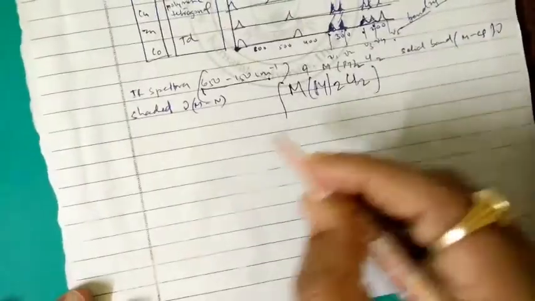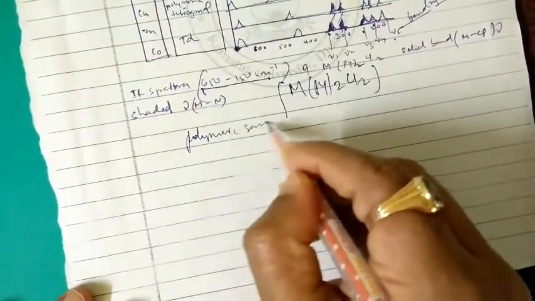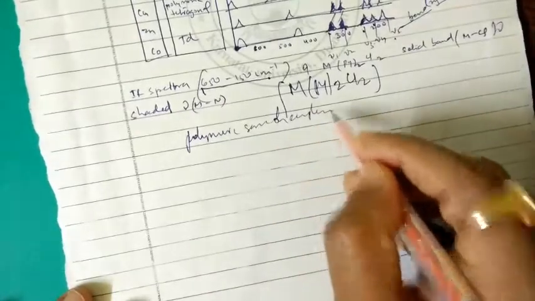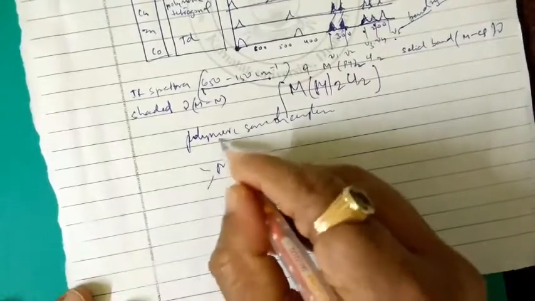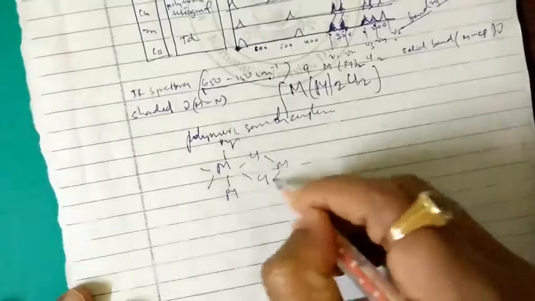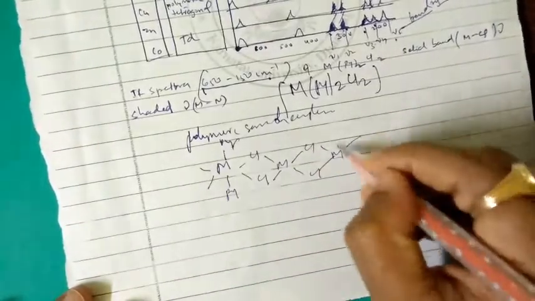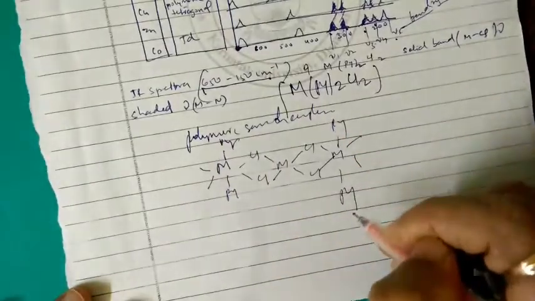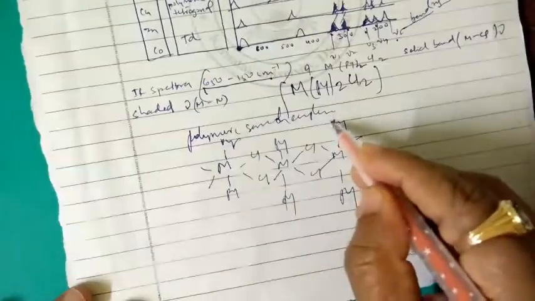Okay, now if you see the polymeric series of octahedral complexes, how can we show it? Metal, pyridine, chloride, metal, chloride, metal, and it goes on like this, with pyridine and pyridine here as well. So this is a polymeric structure.